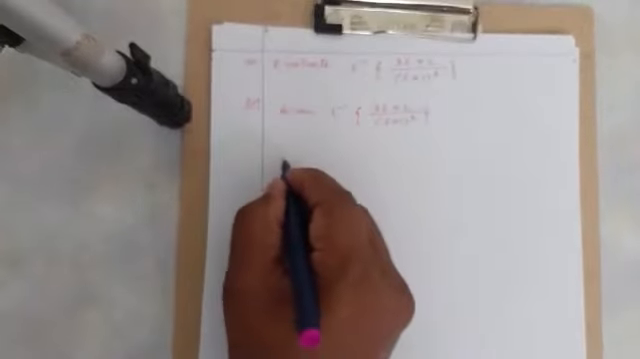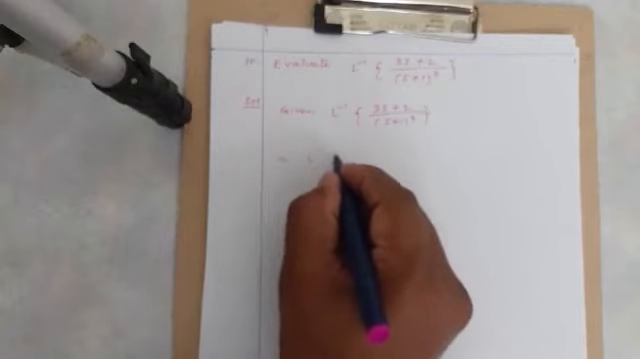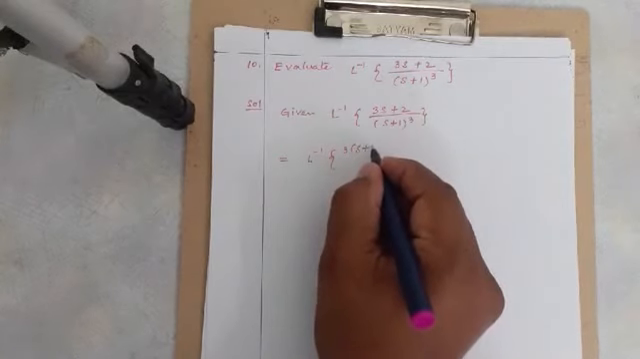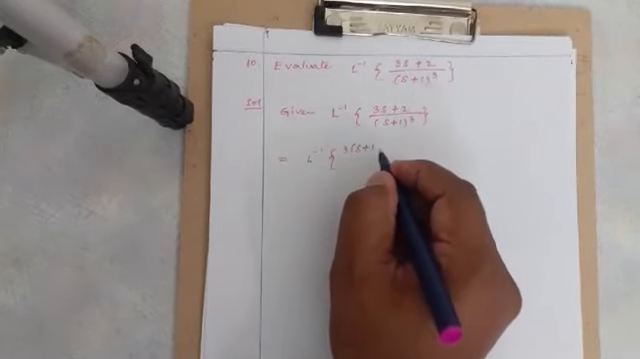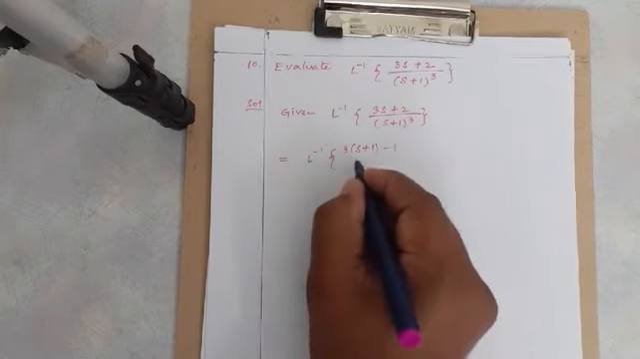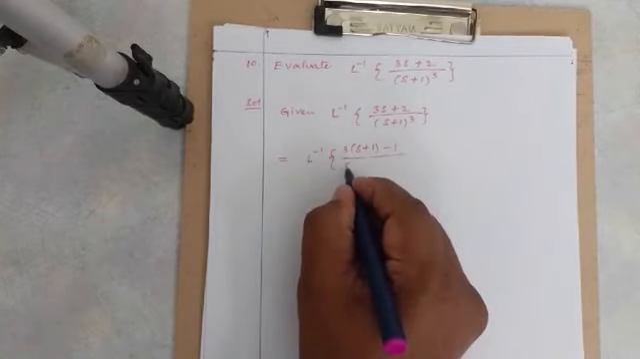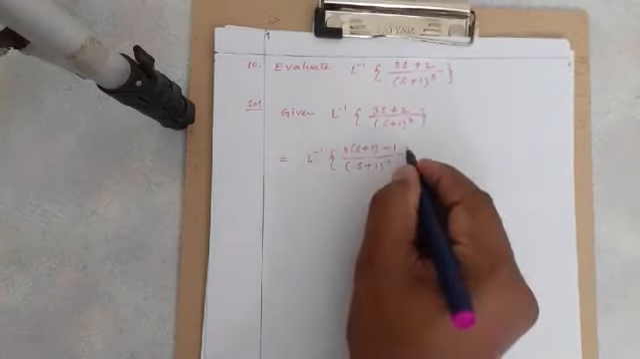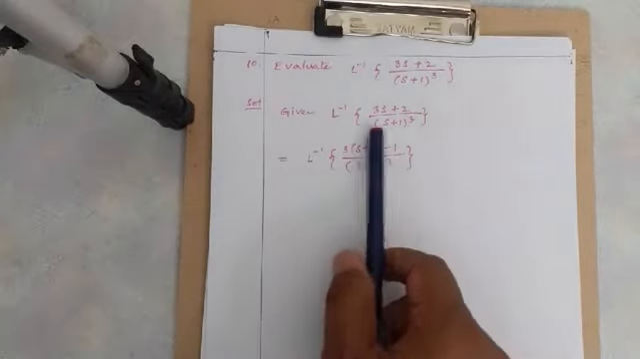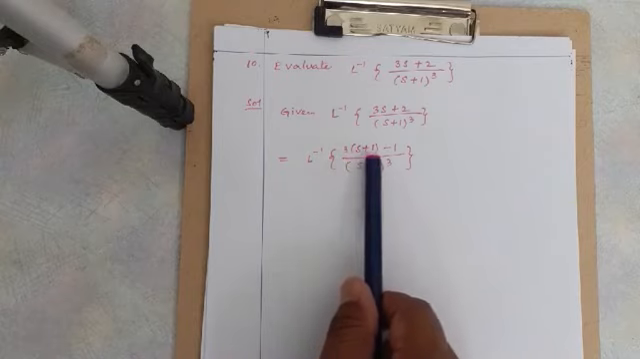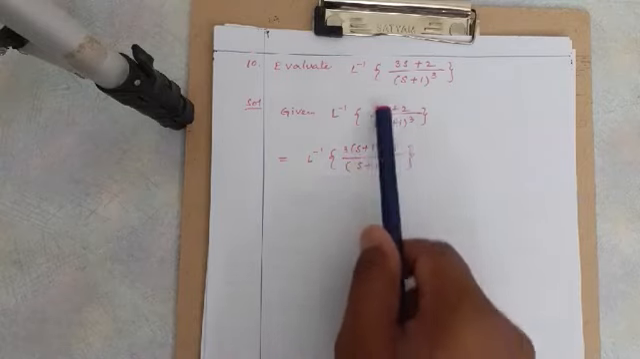Now in the next step I am writing that this is equal to L inverse of, in the place of s I'll write s plus 1 minus 1, upon, again I am writing the same, s plus 1 whole cube. Why I am writing this, I'll show you. Here we have 3s plus 2. So if you multiply 3 with s and 1, you get 3s plus 3, and 3s plus 3 minus 1 gives 3s plus 2.